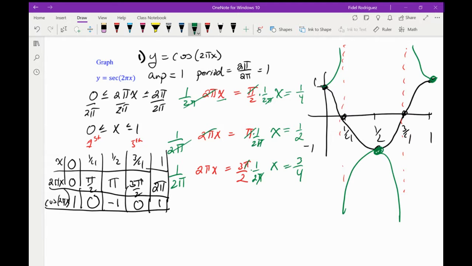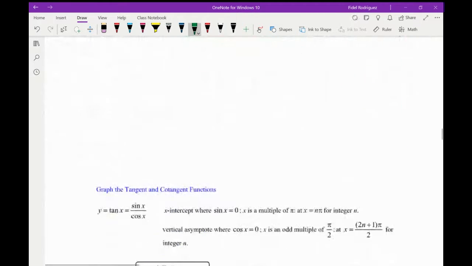Questions, anybody? What do you think? Level of 1 to 10? 10 being easy breezy cover girl, 1 being like this is super, super hard. What do you guys feel? Did I go a little fast? Good. Yeah.